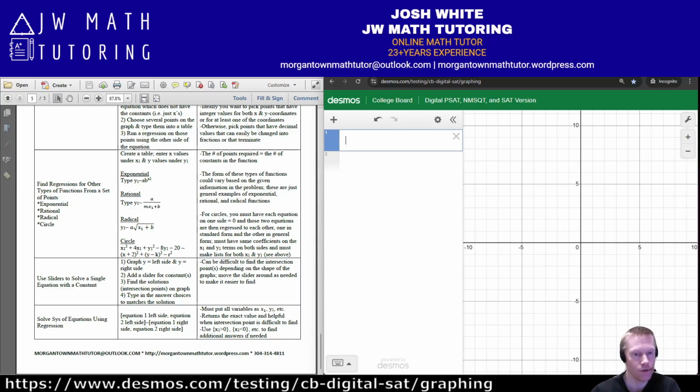So what you're going to do is type in two lists, inside brackets. The first one's going to have the left side of the first equation, comma, the left side of the second equation.